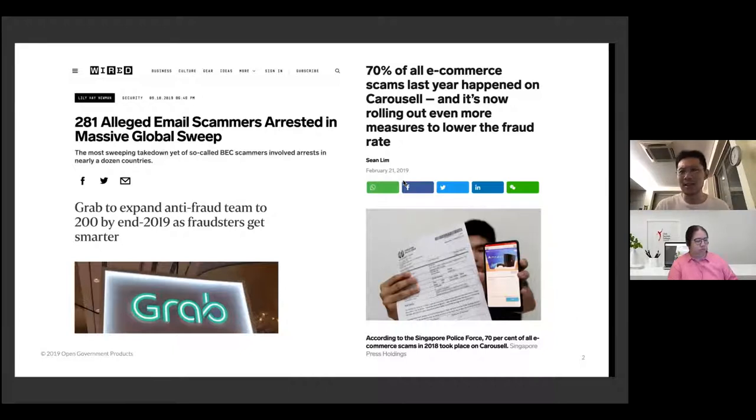I think some statistics are between 20 to 30 times more e-commerce scams and digital scams and things going online. It makes sense, because as more of our lives go online, that's where the scammers are going to go.